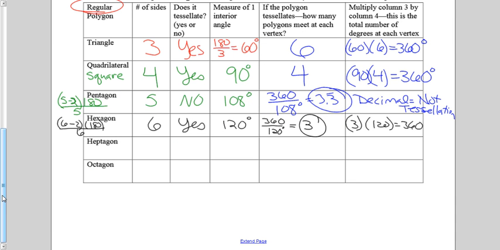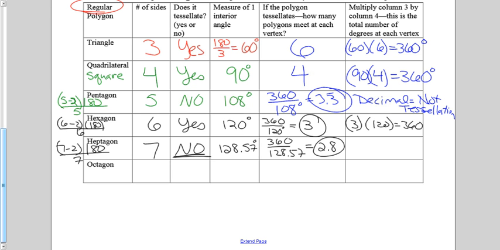Heptagon had 7 sides. It did not tessellate the plane. So let's figure out: we have 7 minus 2 times 180 divided by 7. And I figure out that angle, and that is 128.571 maybe degrees. If I take that and divide 360 by that number, that's going to give me 2.8. Can I tessellate the plane with 2.8 heptagons? The answer is no. So that's why this is no.